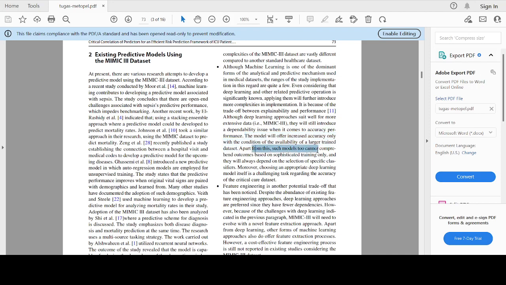Apart from this, such models too cannot comprehend outcomes based on sophisticated training only, and they will always depend on the selection of specific classifiers. Moreover, choosing an appropriate deep learning model itself is a challenging task regarding the accuracy on the critical care dataset. Okay, yeah, sometimes, I agree with this sentence.